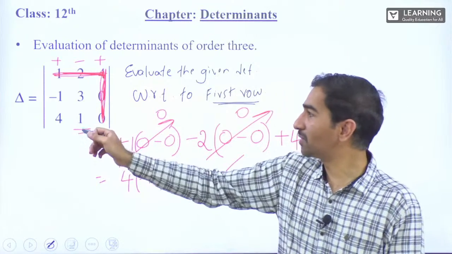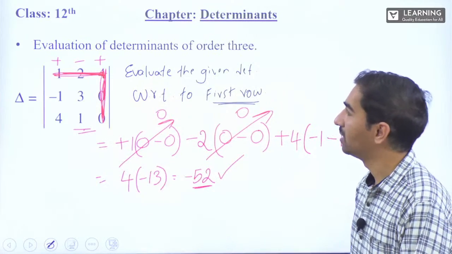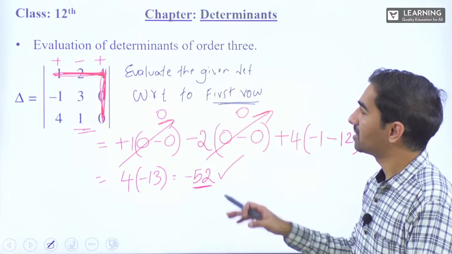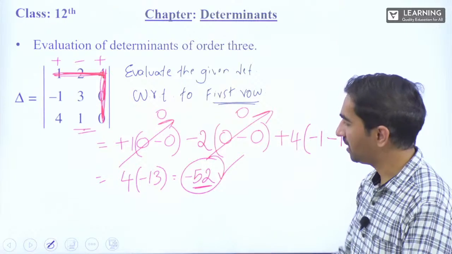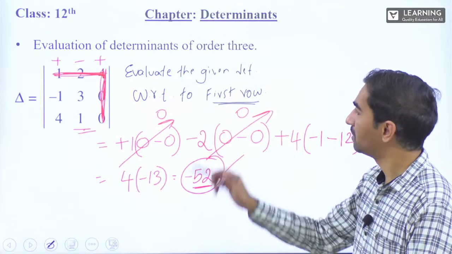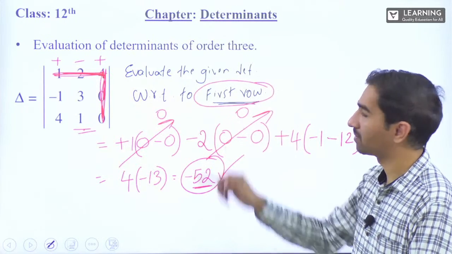So this would be the determinant of the given matrix or the given question. Okay, minus 52. Okay, students, did you understand this? So we got minus 52 if we evaluate the determinant with respect to the first row.